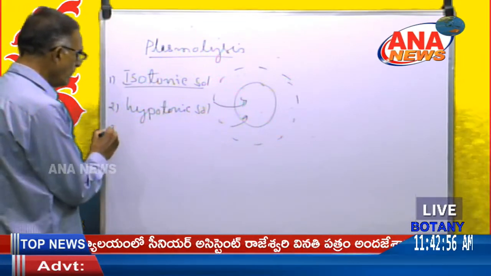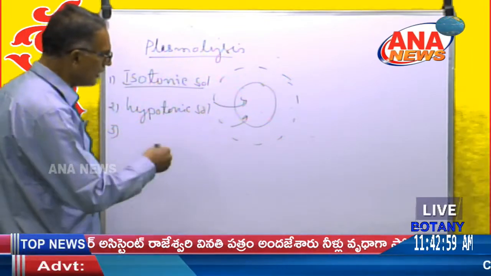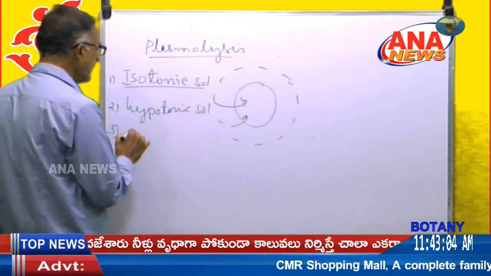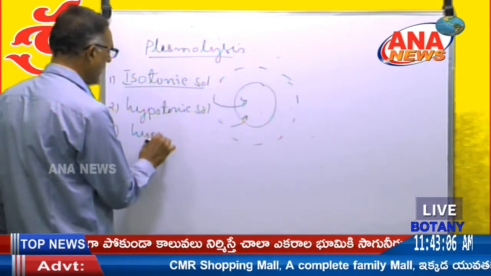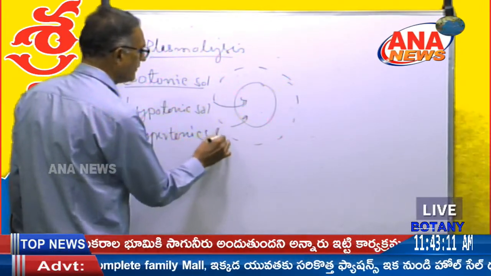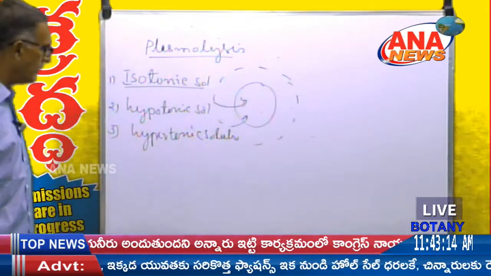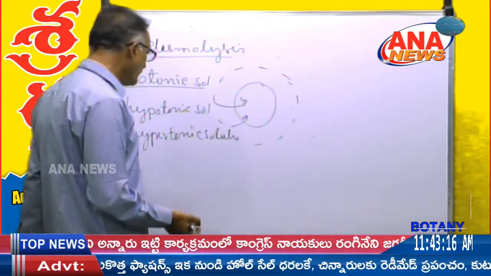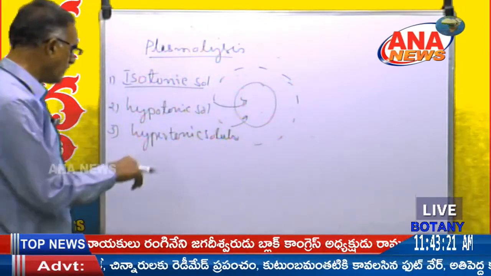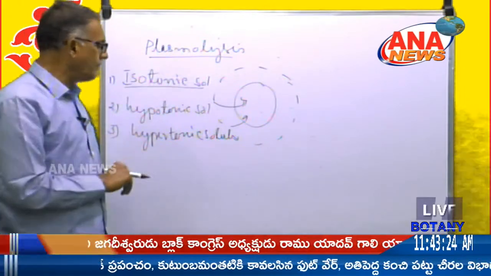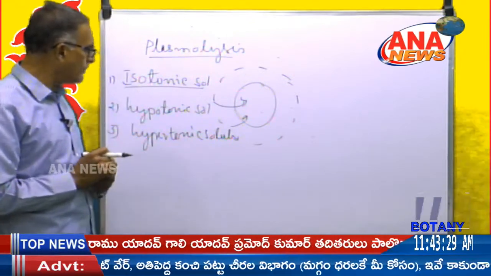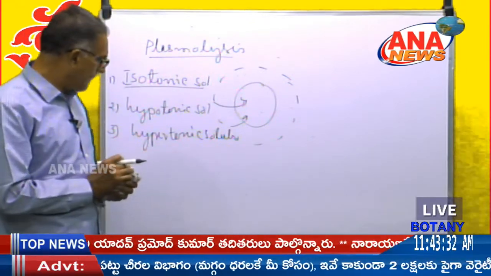So the third one is the external solution concentration is greater than cytoplasm. That is hypertonic solution. Here the cell lost the water and shrinks, plasmolyzed. The cells are placed in hypertonic solution. The cells are plasmolyzed or shrink. These are the four types of solution. The behavior of the cell depends on the type of solution.